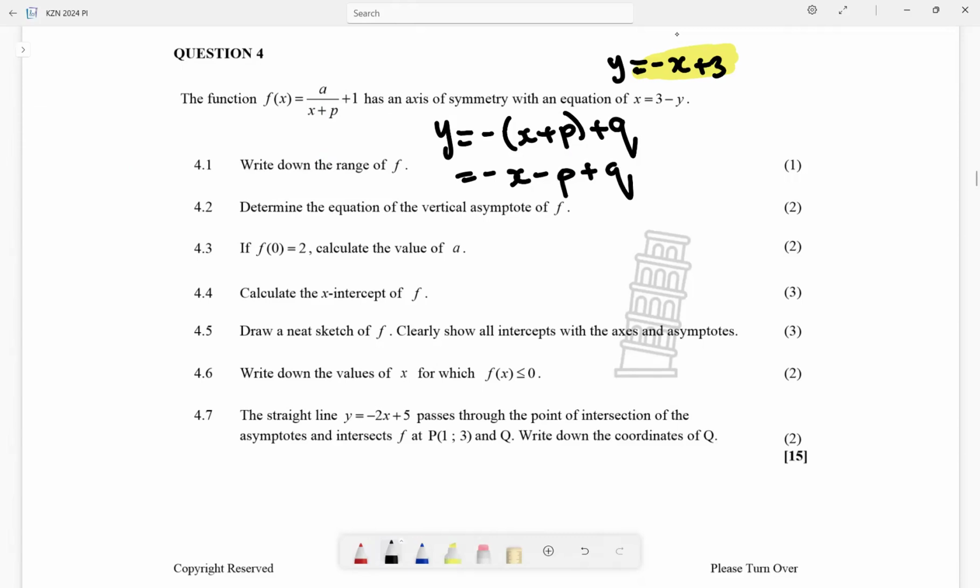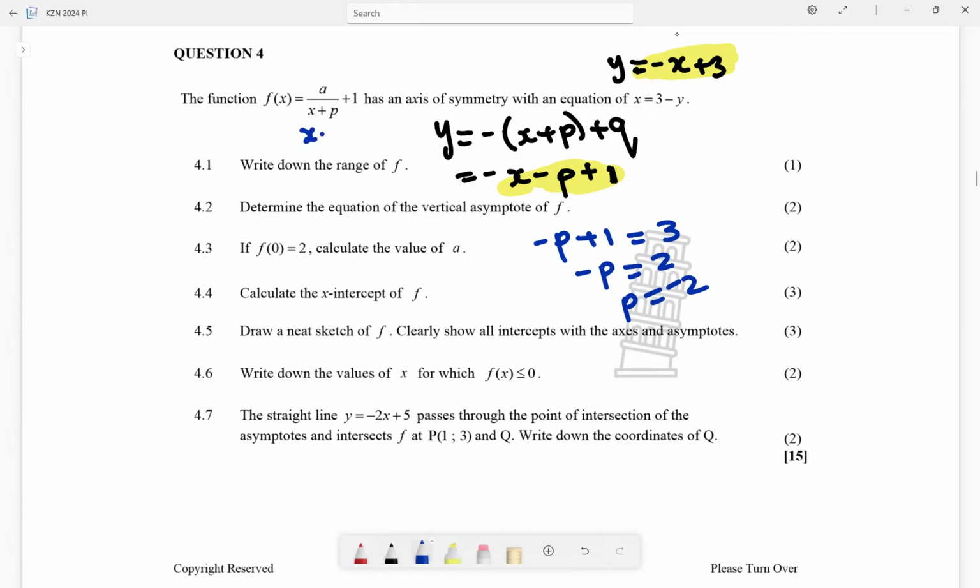But can you see I already have negative x? So this part, negative p plus q, I already have my q. Remember my q is 1. So all of this part should equal 3, because negative x is already there. So negative p plus 1 should equal 3. Remember, I'm trying to make sure that this equation is the same as that one. Now how do I find p? Negative p is equal to 3 minus 1, which is 2. Then p is equal to negative 2.